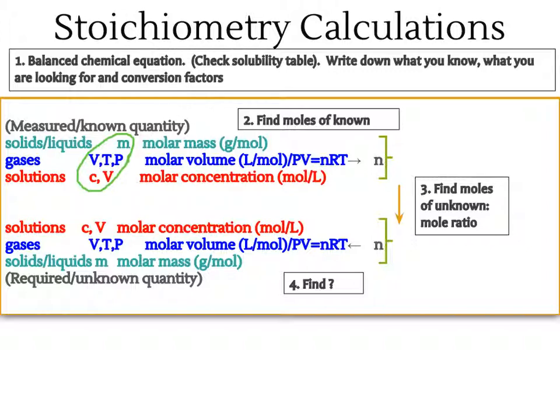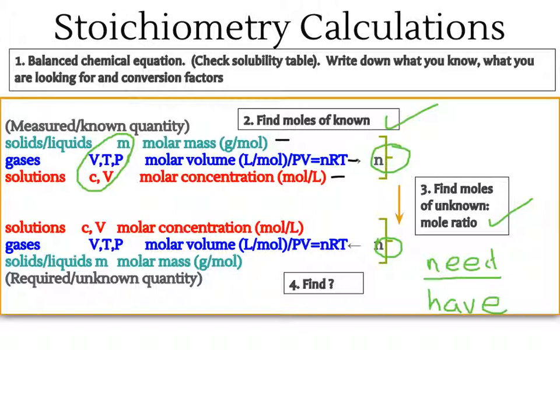You're going to use a conversion factor, and I've listed here your conversion factor could be molar mass, could be molar volume or ideal gas law, and it could be your molar concentration. And using one of those, you are going to find your moles. And that's step number 2. Step number 3 is you're going to use your mole ratio, and you're going to find the moles of your unknown. Remember, your mole ratio is always, always, always going to be what you need divided by what you have. And that will give you the moles of your unknown.